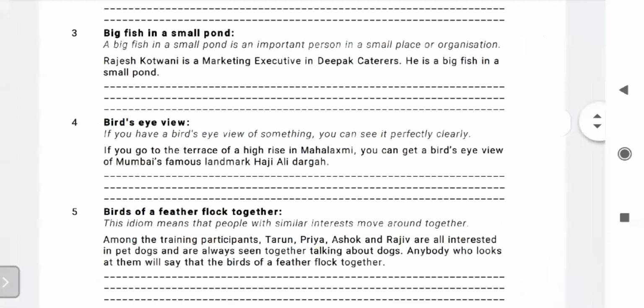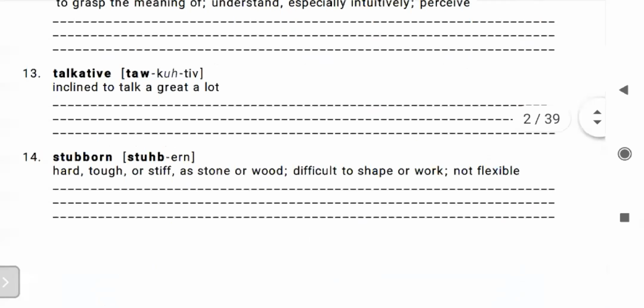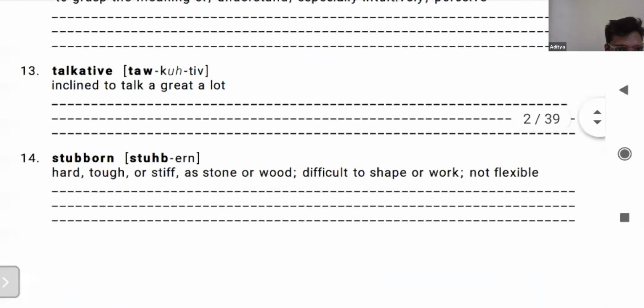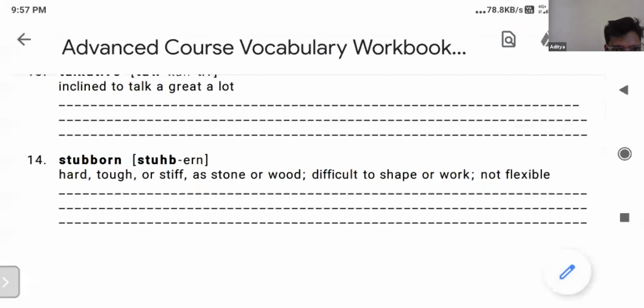So we were on stubborn. Let's talk about stubborn. Hard, tough, or stiff, as stone or wood. Difficult to shape or work, not flexible. Two sentences. Children are more stubborn. Children's or children? Children. Yeah. Make sure you also focus on that. Every word you have to focus on. Children are more stubborn than adults, or than we can imagine. Okay, one more line.